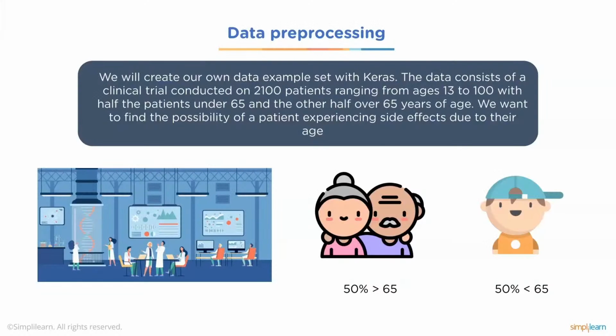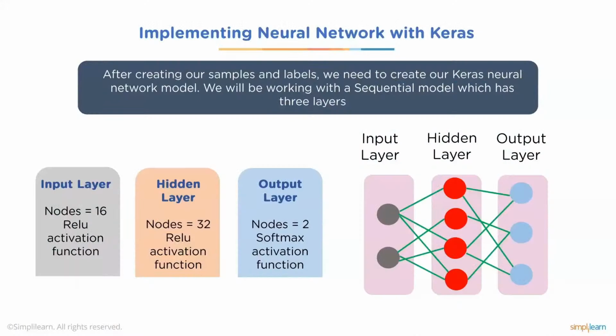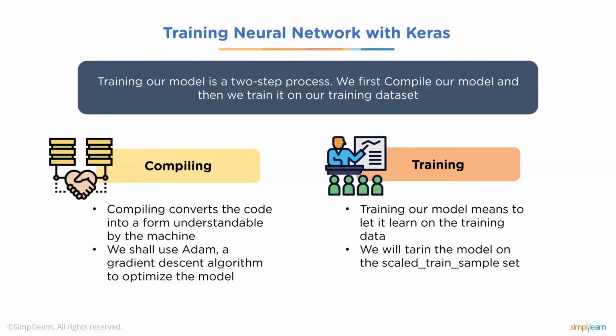Okay, so implementing a neural network with Keras. After creating our samples and labels, we need to create our Keras neural network model. We will be working with a sequential model which has 3 layers. And this is what we did. We had our input layer, our hidden layers, and our output layers. You can see the input layer coming in was the age factor. We had our hidden layer, and then we had the output. Are you going to have symptoms or not? So we're going to go ahead and go with something a little bit more complicated.